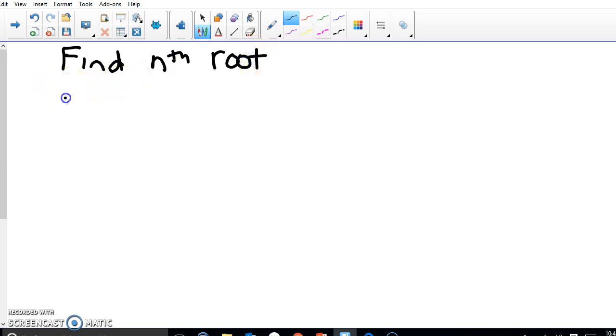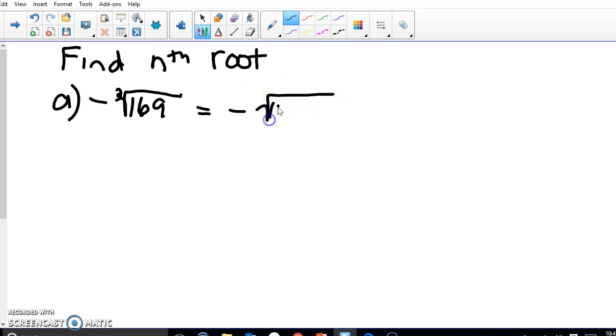So for the first one that we're going to do here, I have the negative square root of 169. So remember the square root, the implied number here is 2. So I want 2 numbers on the inside to be able to pull one out. So 169 is 13 times 13. So our answer here is negative 13.